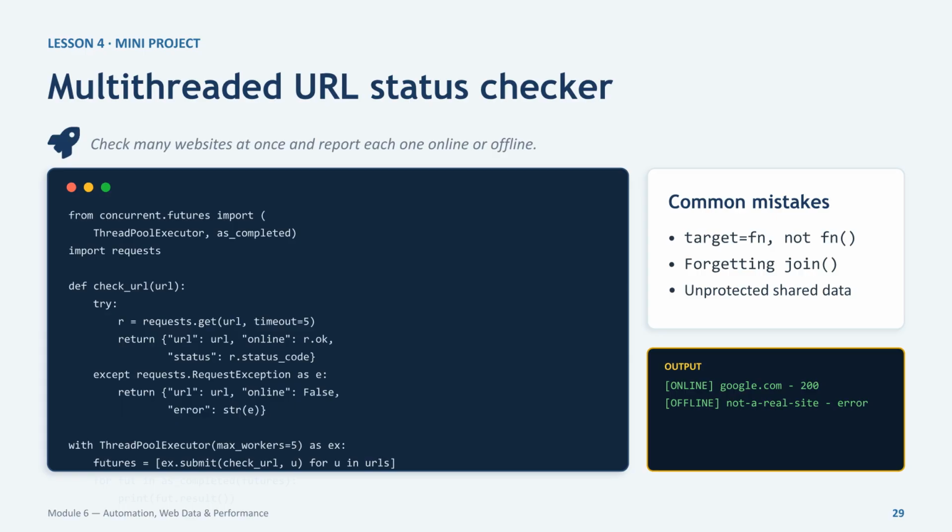In this project, we build a multi-threaded URL status checker. By checking many websites concurrently, we can dramatically reduce the total time required to get their status codes. This project reinforces the power of threads for I/O-bound tasks and demonstrates the practical benefits of the thread pool executor.